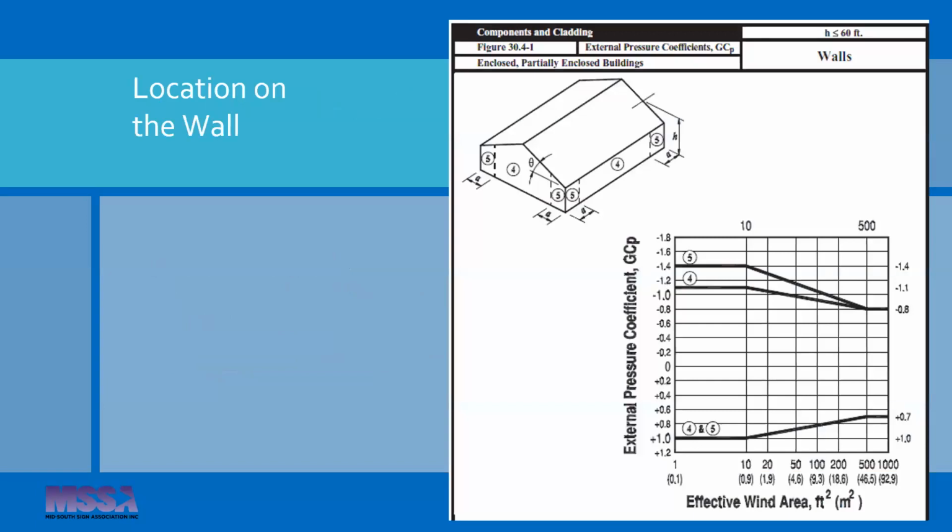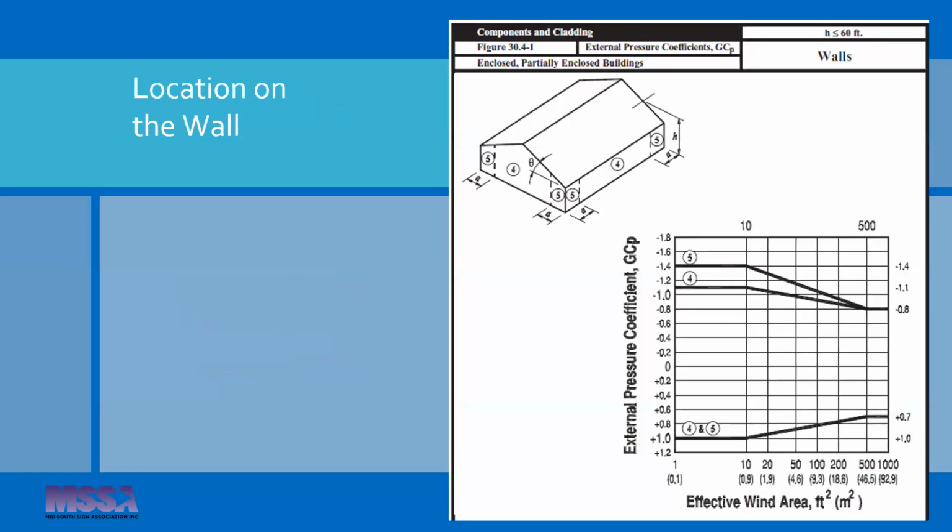Speaking of location on the wall, if you look at the graphic of the building, in the center, zone 4, that's the default. You look at the chart, there's a very slight coefficient, this pressure coefficient, that is applied as part of the wind load analysis. Basically a 1.1 factor that's applied. A little bit of a bump up, not much.